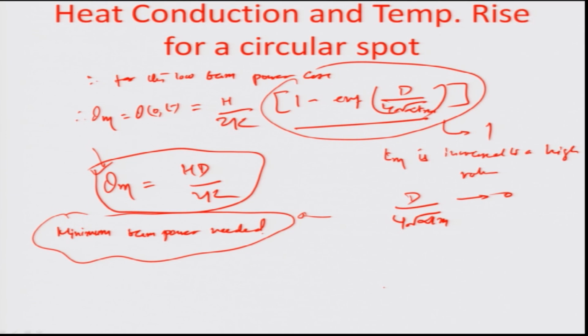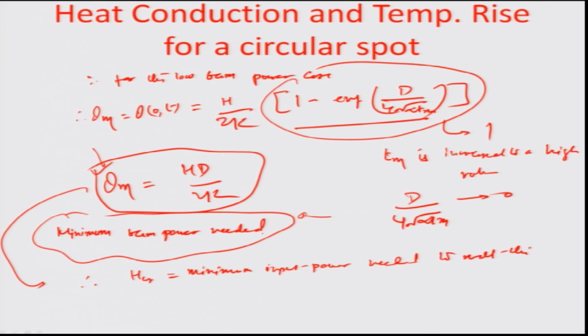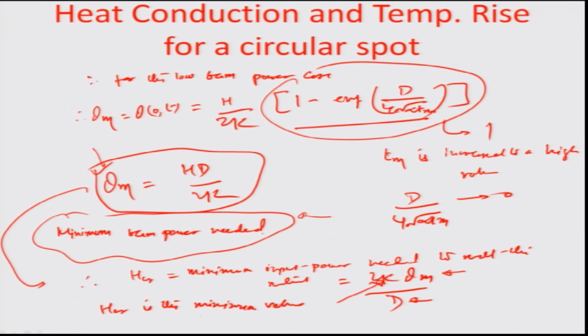So, I can probably now write a little bit about this in low power cases or low beam power circular beam cases, as that the critical power that is needed, HCR, which is the minimum input power needed to melt the material, is actually given as twice k theta m by D. D is the beam diameter, theta m is the melting temperature of the material, and k is the thermal conductivity. And so, below this critical value the melting temperature will never be reached. You can say that HCR is the minimum value below which machining cannot be done.